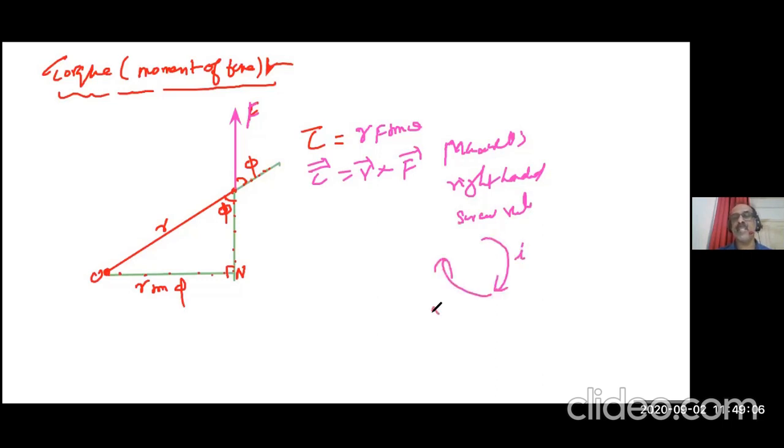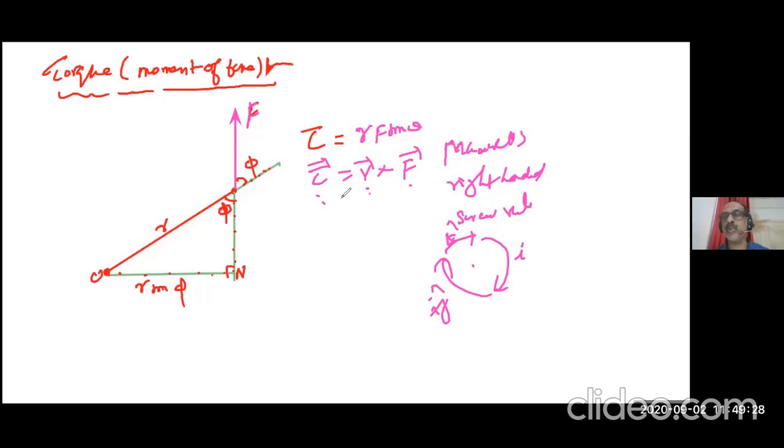You remember this principle we were using there: i cross j is k, that method we were using. This way we found the direction of the torque. Every cross product has a property: torque is perpendicular to R and perpendicular to F, but R and F are not perpendicular. This example we have studied in detail in cross product.